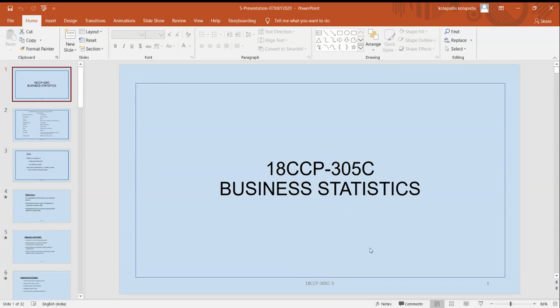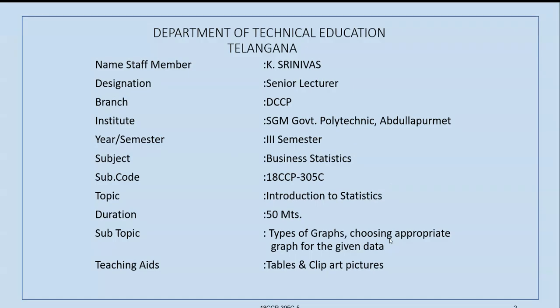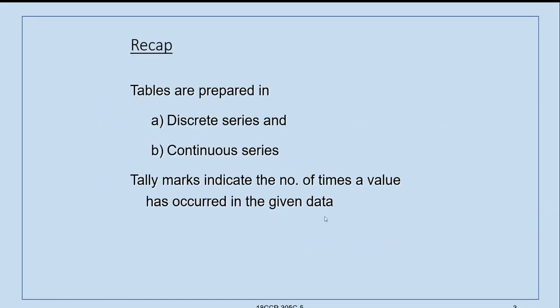In business statistics, in the next two lessons, we will be seeing the types of graphs and how to choose an appropriate graph for the given data. In the last lesson, we saw the construction of tables along with some series and frequency distribution, how the frequency is constructed, and what the actual frequency distribution is.